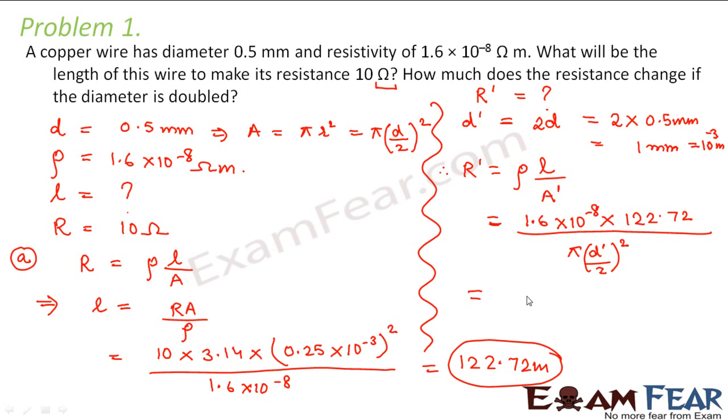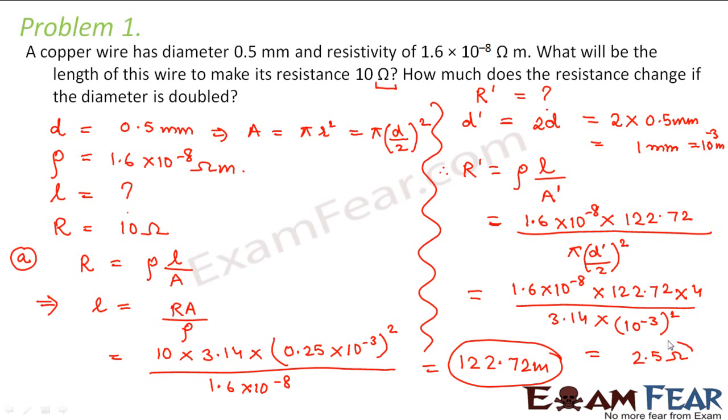So this is equal to 1.6 into 10 to the power minus 8 into 122.72 divided by 3.14 into 4 into D dash square, that is (10 to the power minus 3) whole square. So this value comes out to be 2.5 ohms. So this would be the value of the new resistance if the diameter is doubled.